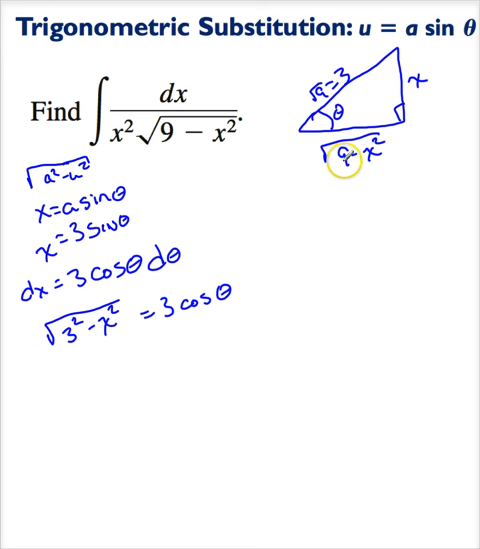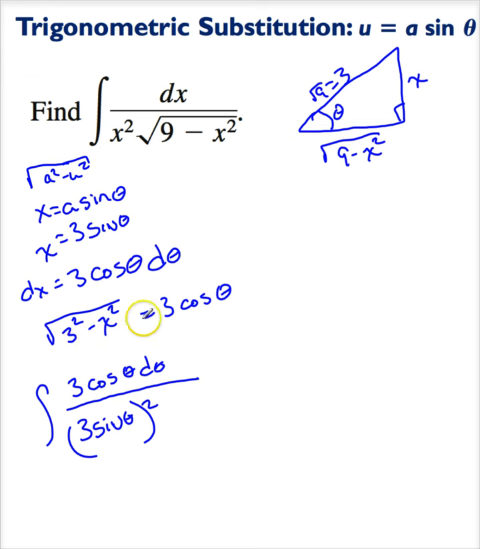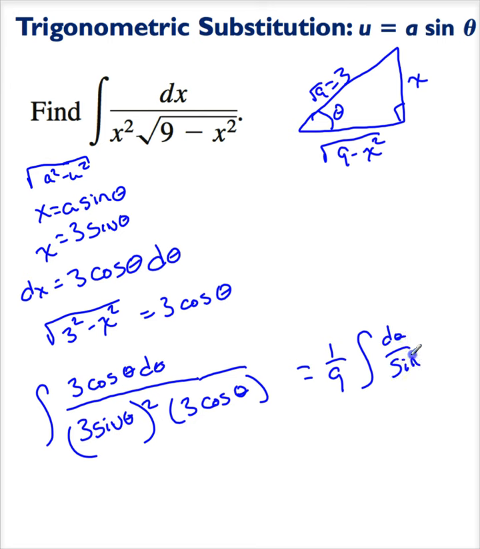All right, now let me put this all in my integral. This becomes dx, which is 3 cosine theta d theta, divided by x squared, which is 3 sine theta squared, and this whole thing times the square root of 9 minus x squared, which is 3 cosine theta. Now you're always going to have to do some sort of simplifying here. Those are going to cancel, left with 1/9 times the integral of d theta over sine squared. Oh my goodness, that's cosecant squared. So this is 1/9 the integral of cosecant squared theta d theta.